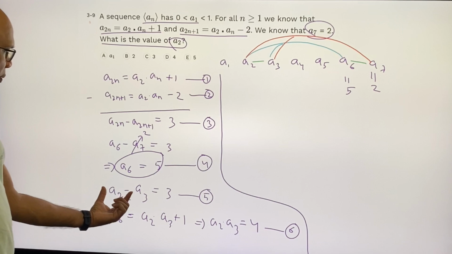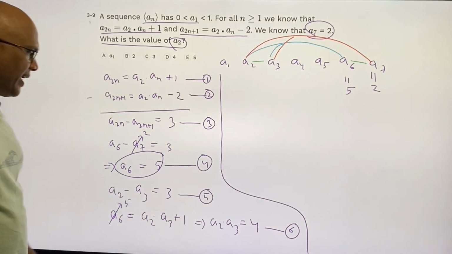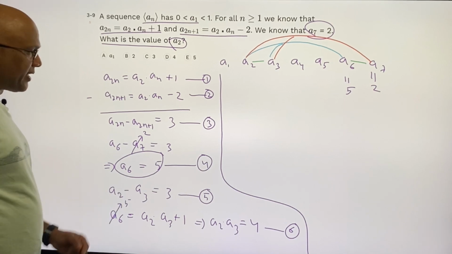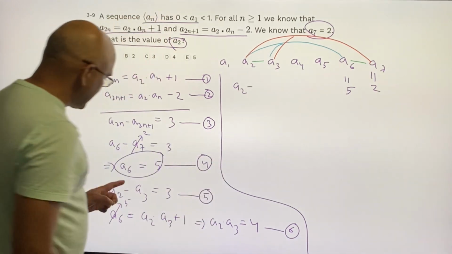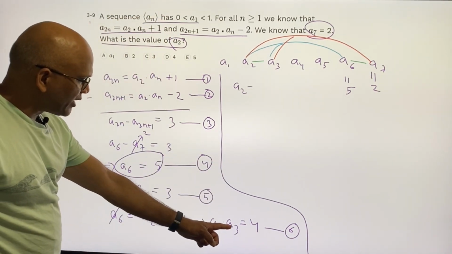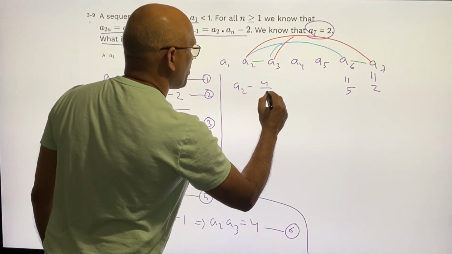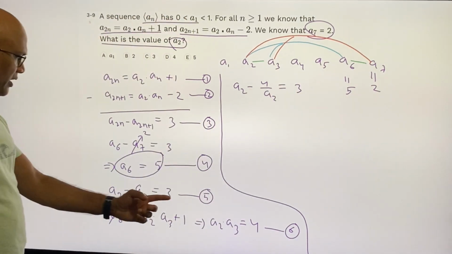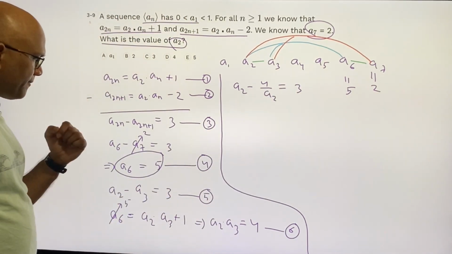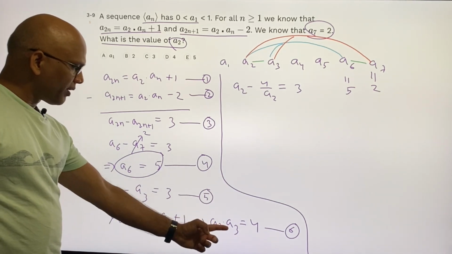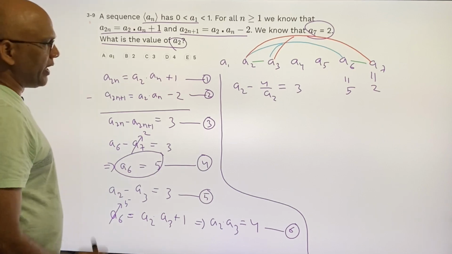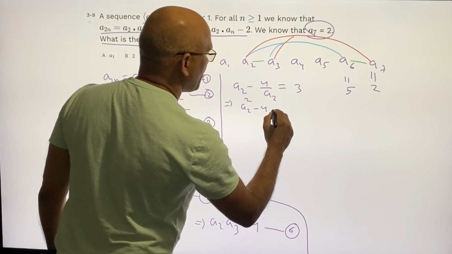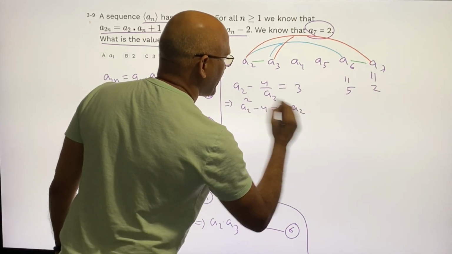So I have two equations and two unknowns, a_2 and a_3, and I can solve it. I need a_2, so let me replace a_3. a_3 I'm going to get from here: a_3 is going to be 4 by a_2. Again, I'm using equation 5: a_2 minus a_3, substituting a_3 from here, a_2 minus 4 by a_2 is equal to 3. All right, so this tells me a_2 squared minus 4 is going to be 3a_2.